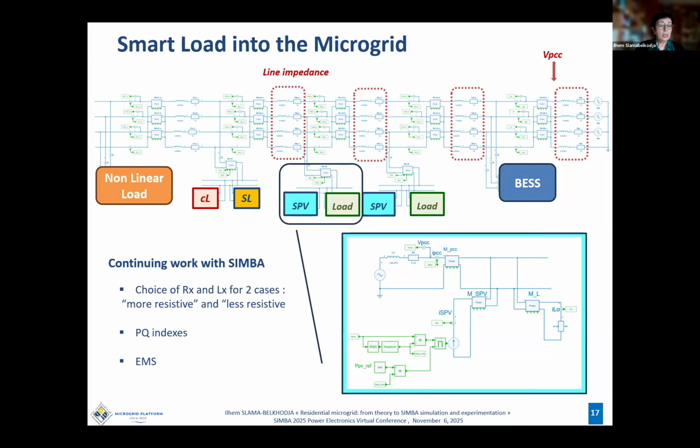In addition, to quantify the contribution of smart load, we need to program specific voltage stability indexes, such as the fast voltage stability index methods or others. Ultimately, the objective is to develop energy management systems, first at the SIMBA model level of the platform, then on the actual platform.